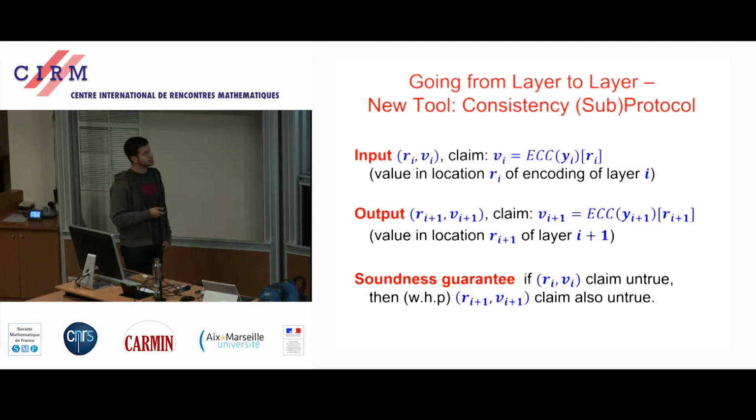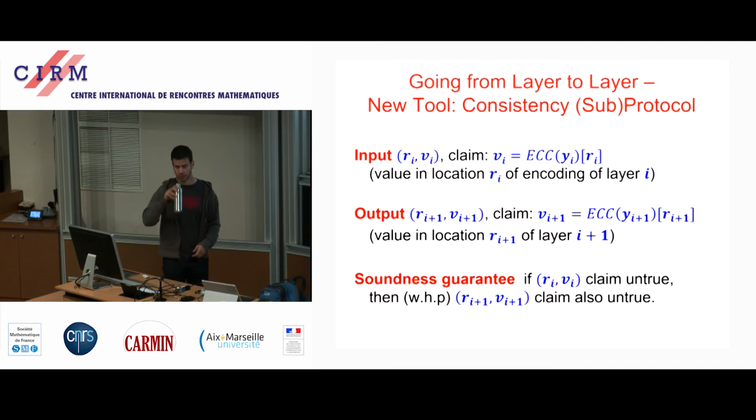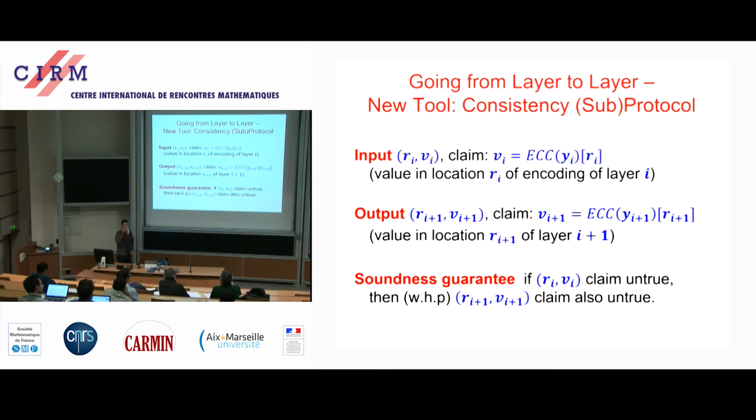Once we have this consistency sub-protocol, we can just run it. We start from the output layer where the prover has completely specified its claim, and we go down layer by layer by layer till we get a claim about the encoding of the input, and the verifier just checks that on its own. So this error correcting encoding is just kind of virtual. The prover needs to compute it in order to get the answers, but the verifier never does. It's all happening in our heads.